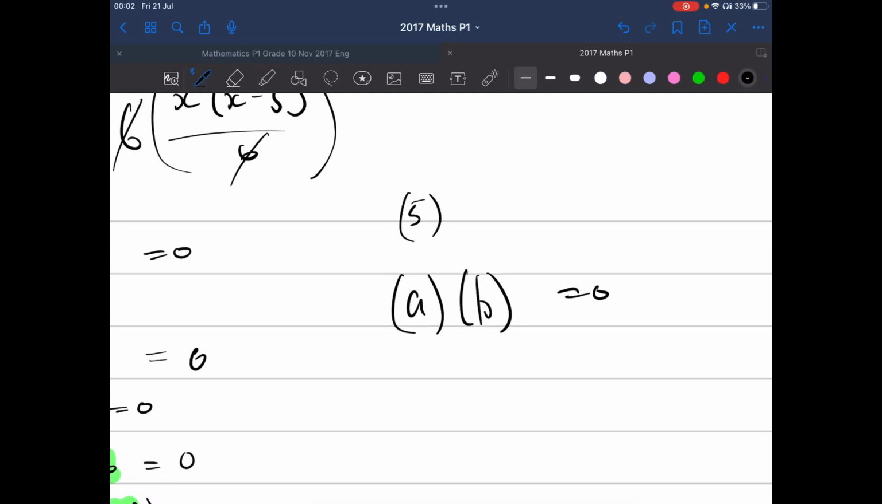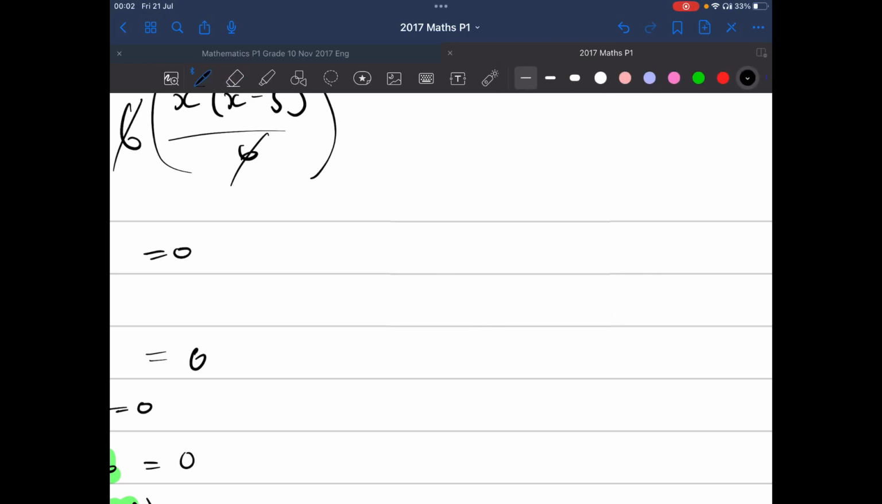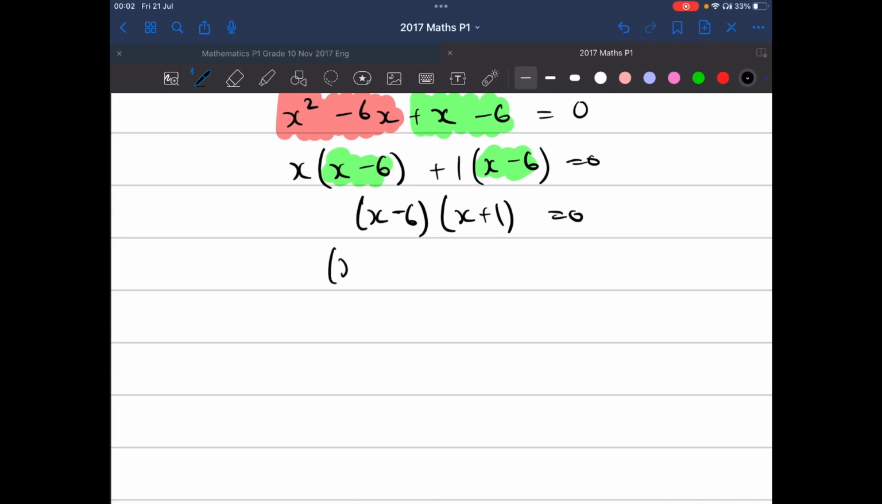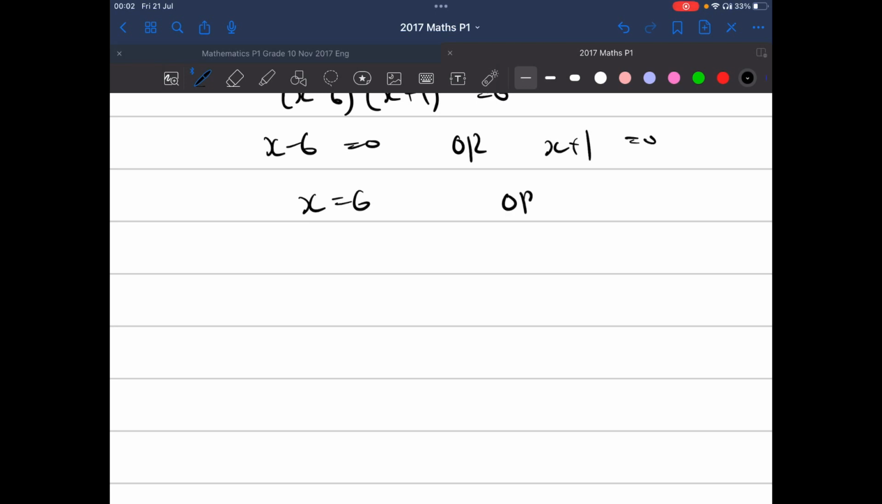So let's think about that. Let's say I have 5 times 0, that gives us 0. Or let's say I had 0 times 5, that gives us 0. So you see, one of them has to be equal to 0, or both of them have to equal 0. That's the only way to get two numbers to multiply and give us 0. So that's why we say that either x minus 6 equals 0, or x plus 1 equals 0. Let's now solve for that. This is pretty straightforward. We're just going to have x equals 6, or x equals minus 1.